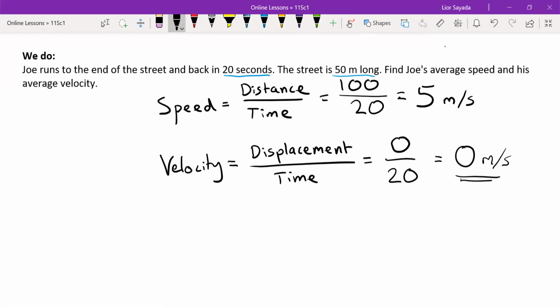I should add at the beginning here that these are the average speed and the average velocity, because at any point in his journey, Joe did have an actual velocity. So let's say he ran to the end of the street in 10 seconds. He did have a velocity of 5 meters per second in the direction he was going. And then when he came back, if he did that in 10 seconds, he would have had an average velocity of 5 meters per second coming back the other way. But overall, for the whole journey, his displacement was 0. So therefore, for the whole journey, his average velocity is 0.